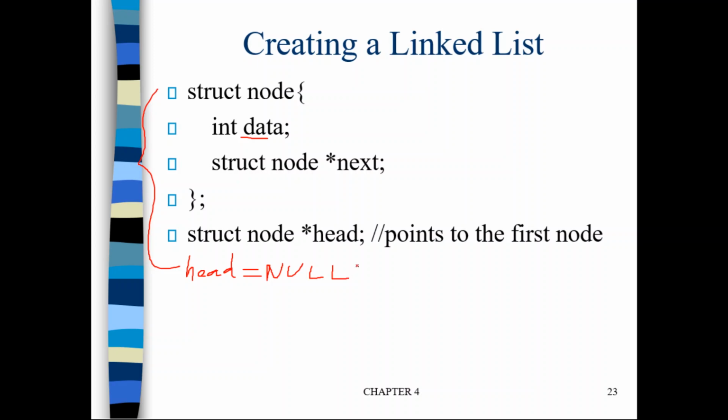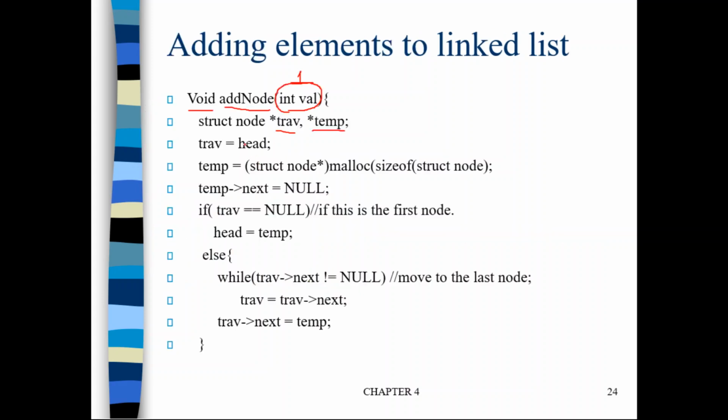Okay, so as of now our linked list does not have any node, so head is pointing to null. So what will traverse be? Traverse is assigned to head. Head is null, so traverse is also null. That is, currently there is no node in the list at all. There are 0 nodes.